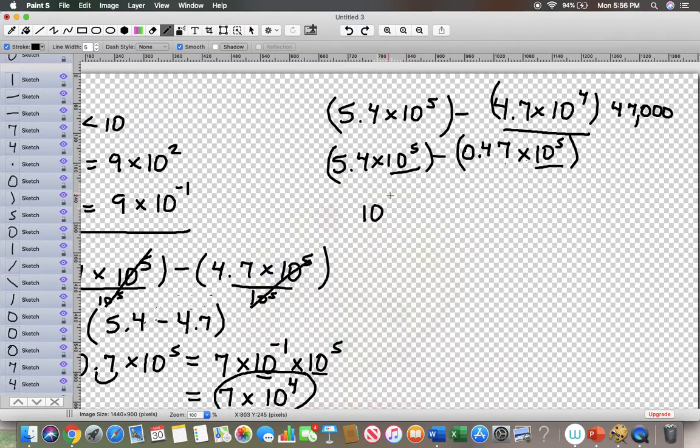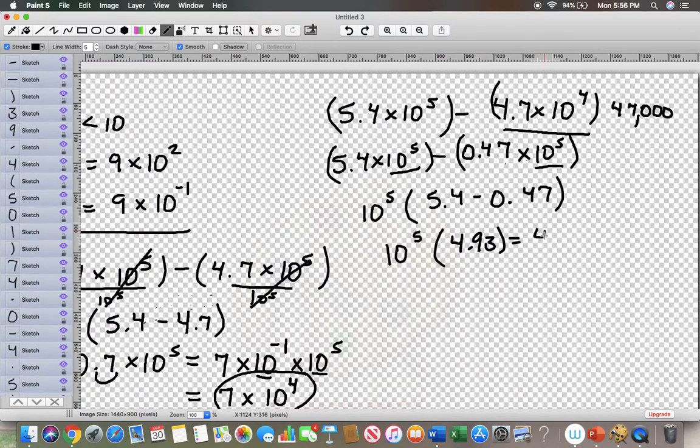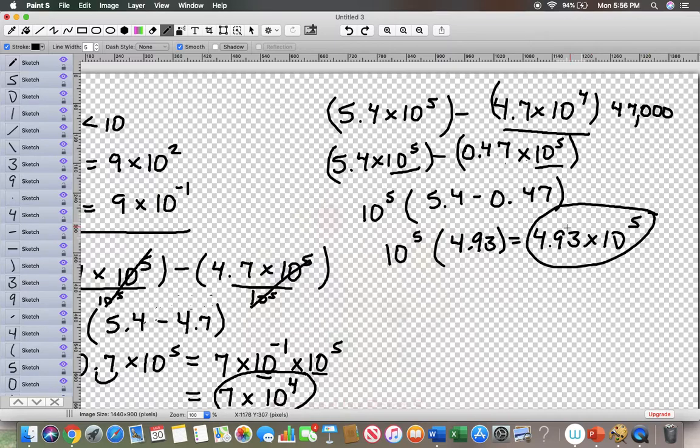In both of my terms, I can pull out a 10 to the 5th, and I get 5.4 minus 0.47 left over inside when I divide out 10 to the 5th by both terms. Don't get rid of the 10 to the 5th power. What is 5.4 minus 0.47? Hopefully you got 4.93, so let's write it in scientific notation. 4.93 times 10 to the 5th would be your final answer.